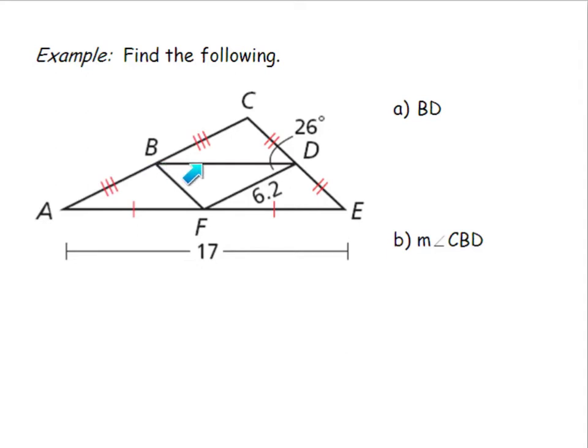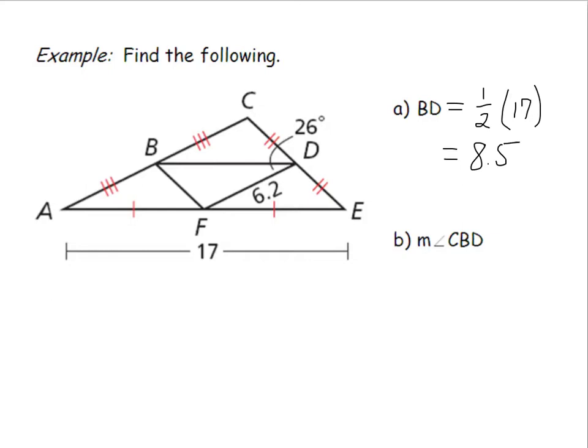Now I know segment BD is a midsegment of the triangle, and anytime I'm looking at a midsegment, I want to compare it to the side of the triangle that would be parallel to it. The side of the triangle that is parallel to that midsegment is AE. And we said the midsegment is half the measure of the side of the triangle. So BD would equal 1/2 the side of the triangle that would be parallel to it, which is 17. So half of 17 gives me 8.5.